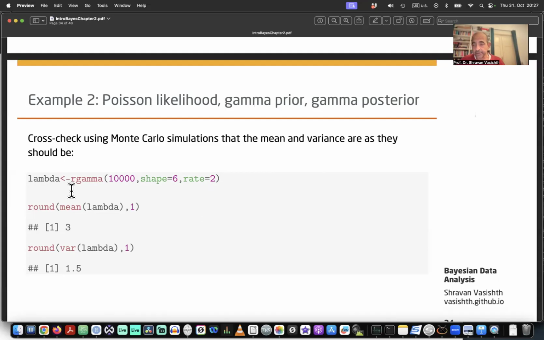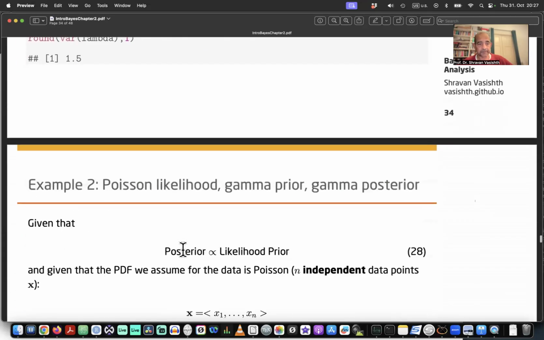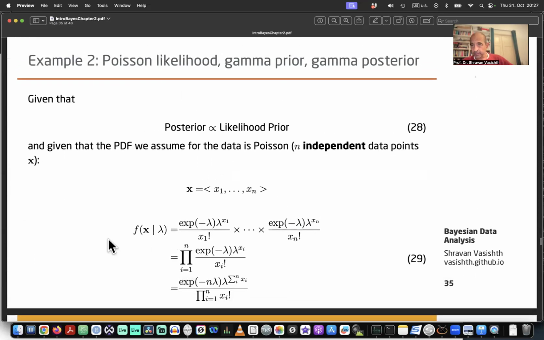And as you can see here, it seems that my calculations were correct because I'm getting a mean of 3 and a variance of 1.5. So that's just a cross check, a sanity check to make sure I didn't mess something up. It's a good exercise to solve the same problem in two different ways to make sure that you're getting the same answer. Okay, all right, so now we are back in business.